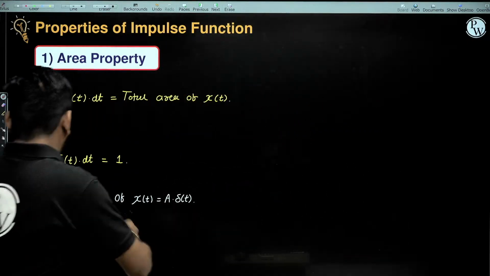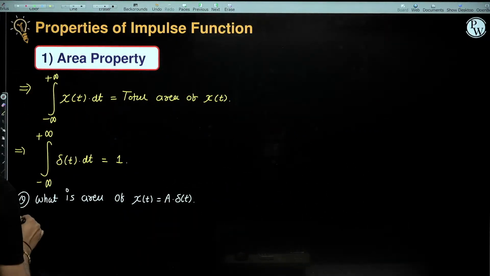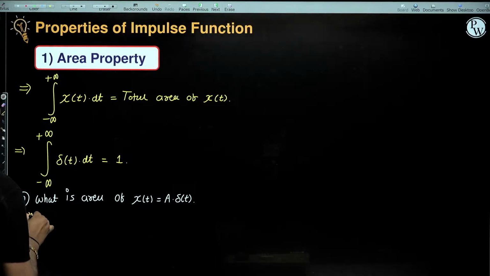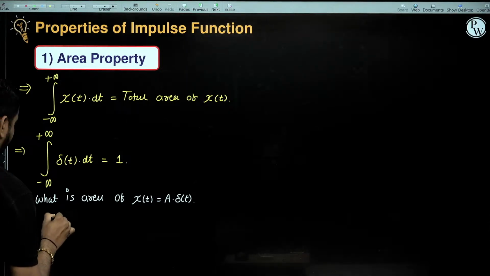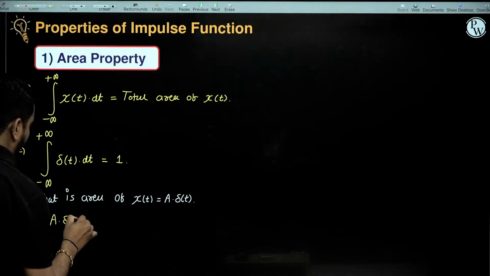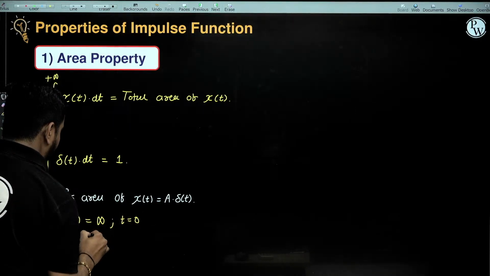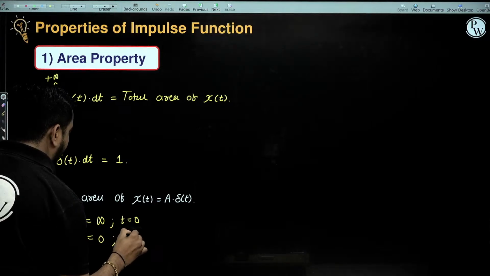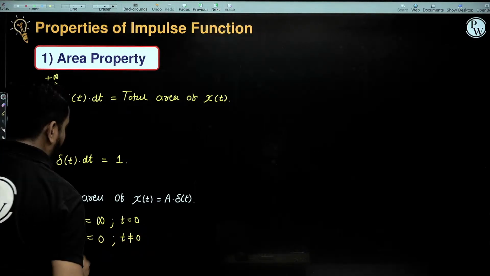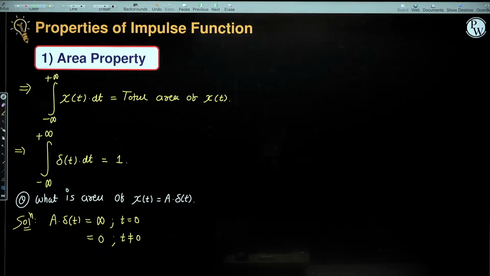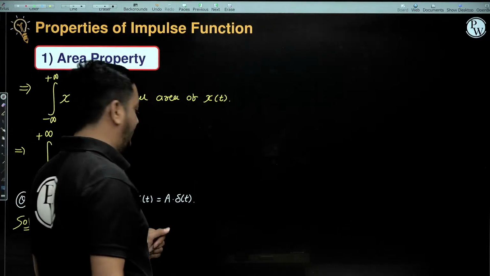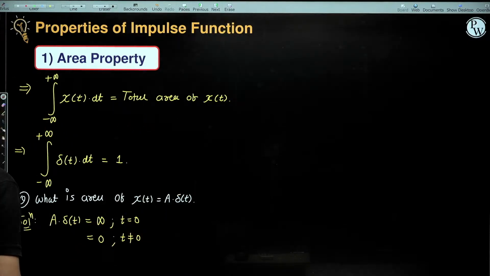So my dear friends, here a is not amplitude because amplitude of any impulse function is infinite. See, a into del t. Amplitude is always infinite guys. Fine. But what is a guys? A is nothing but what? Area guys. Area of impulse function. Area of this function guys.